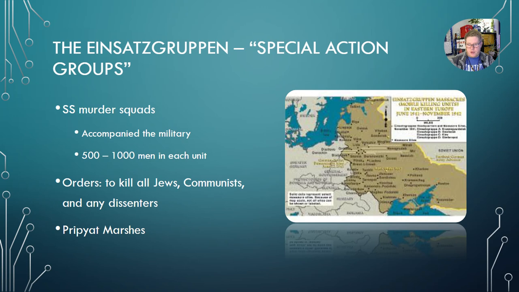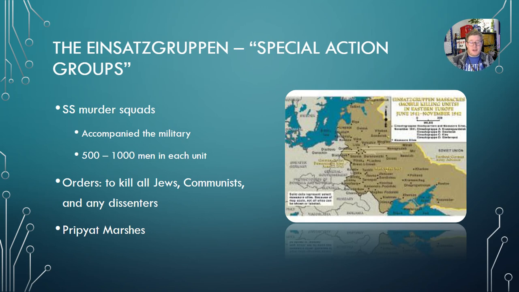Usually they were threatened, bribed, or given privileges in exchange for joining and helping. One of the major places we have to talk about this happening is the Pripyat marshes, which you may be familiar with if you're more familiar with nuclear history, because that's where Chernobyl will eventually be. This is the site of horrendous slaughters. It's a major swamp area.